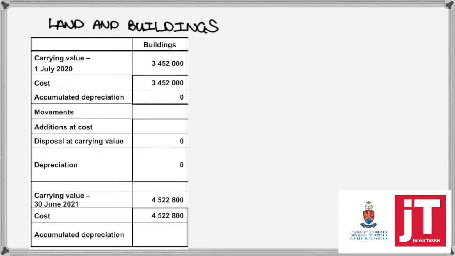So when I now need to calculate the additions, because they said to us an extension to the office block was undertaken during the year, they don't even need to provide you with that information. And why do I say that? Disposals at carrying value was 0. If I compare the balance in the beginning with the balance at the end, I can see there's an increase. That increase means that there were additions at cost.